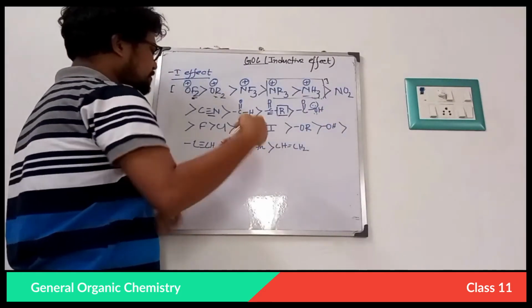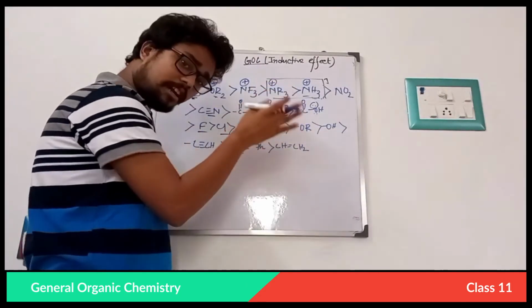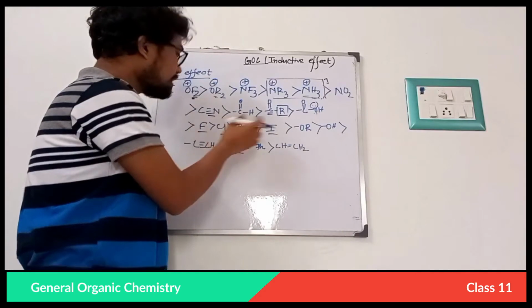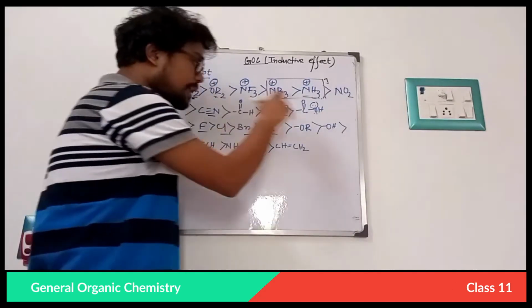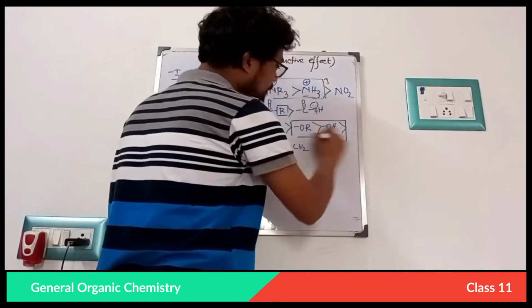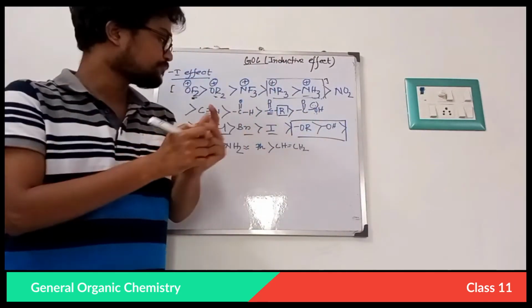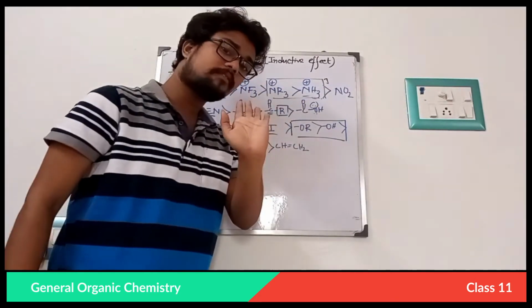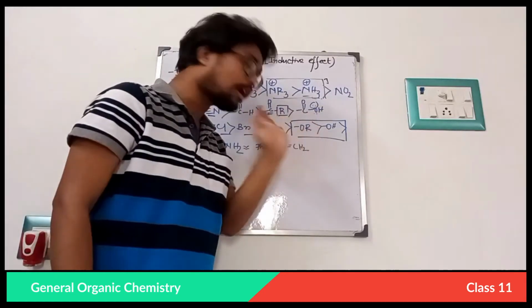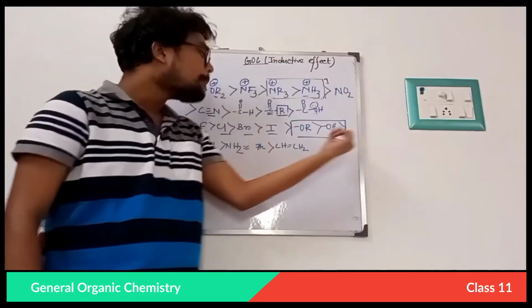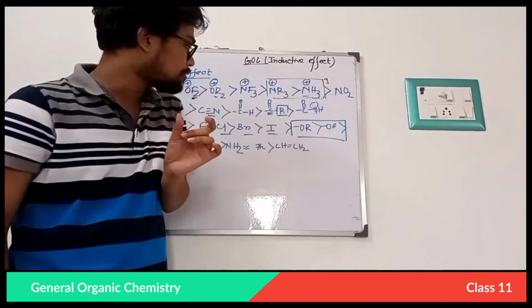Now this is very simple. Fluorine, chlorine, bromine, iodine, from top to bottom, the electronegativity decreases. So the minus I effect order also decreases. Now here again an exception will appear. Look, here is OR, here is OH. Oxygen is an electronegative atom, so it will try to grab the electron density, and it shows a minus I effect. That is very clear. But the R group has a plus I effect. Any alkyl group shows a plus I effect.